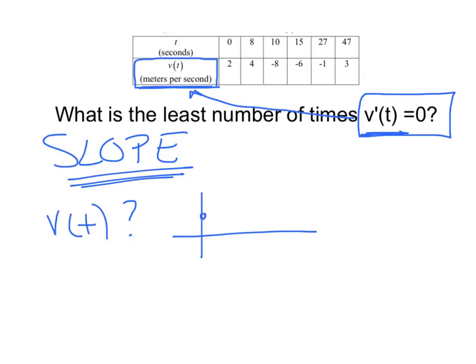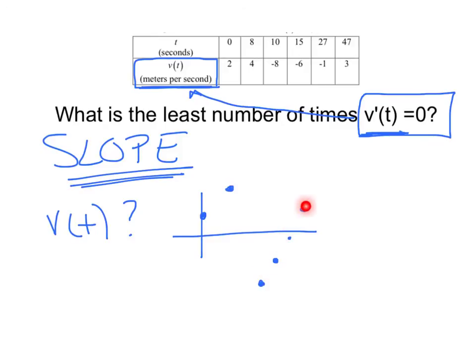You start at 0, 2. And then at 8, you're at 4. At 10, you're at -8. At 15, you're at -6, -1, and 3. All right, so what did your v of t do? Well, it had to increase, and then it had to decrease, and then it had to increase again.